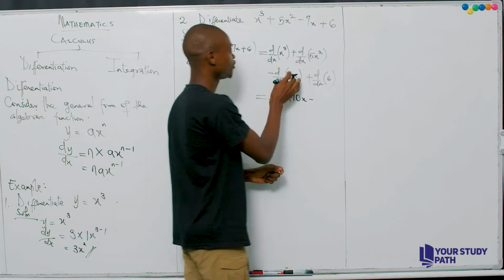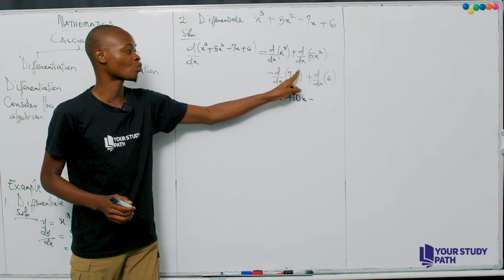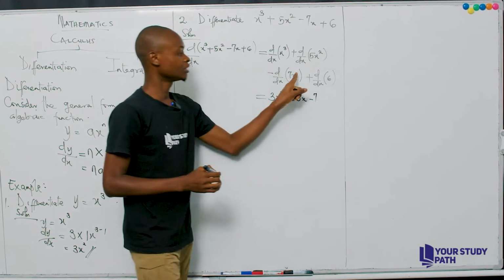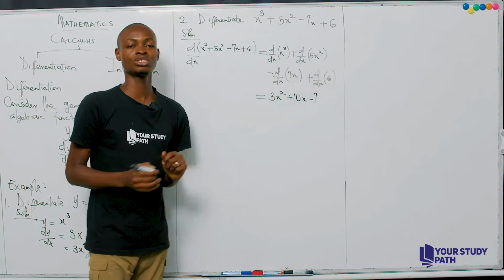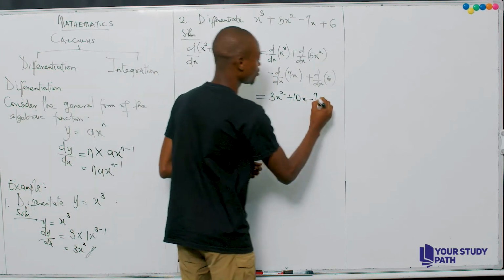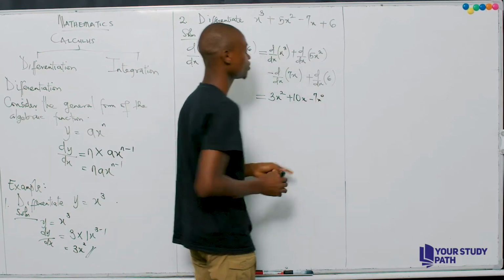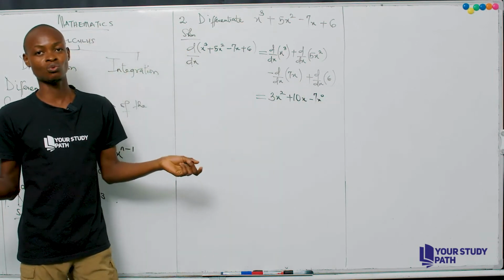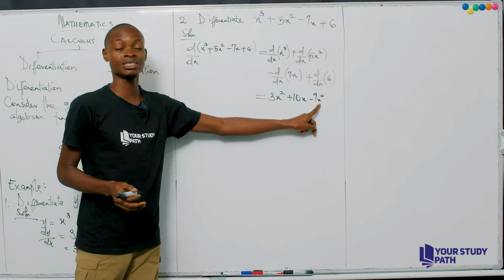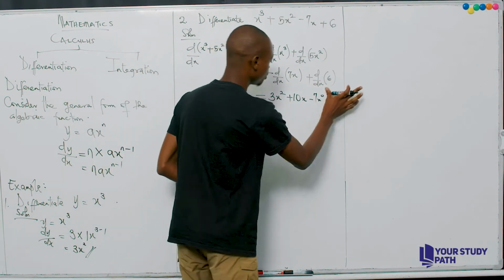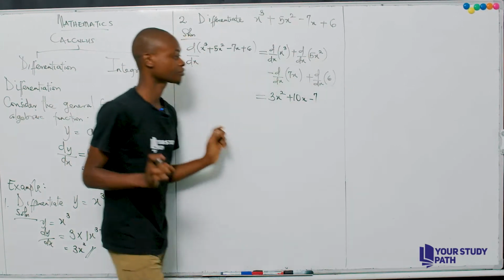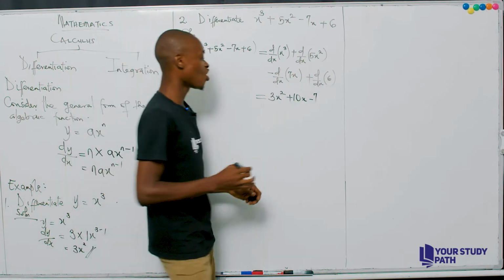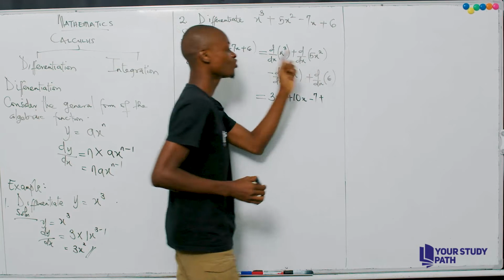Minus, differentiate this. The power here is 1. 1 times 7 is 7. Then we have 1 minus 1, which is 0. And then you know that any non-zero value that is raised to the power of 0 will give you what? 1. So it means this is still the same thing as saying 7 times 1, which is still 7. And then you come here, the differentiation of 6. What would we have as our answer?